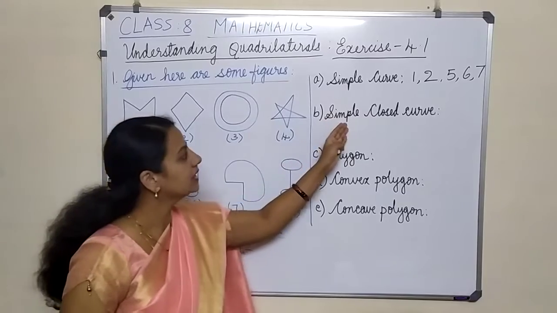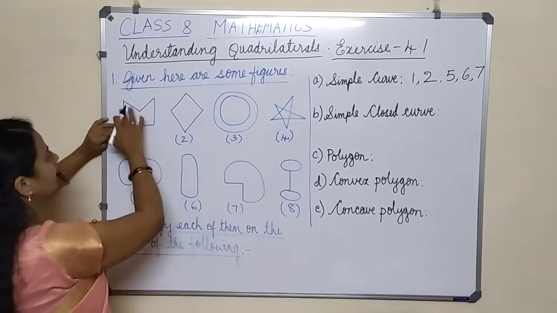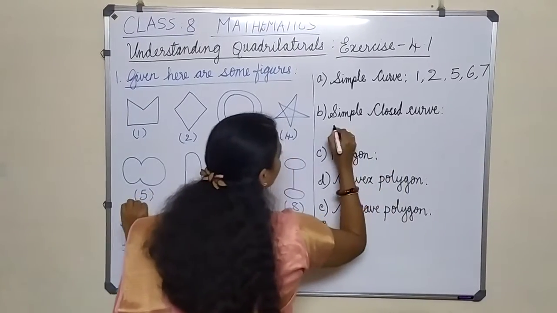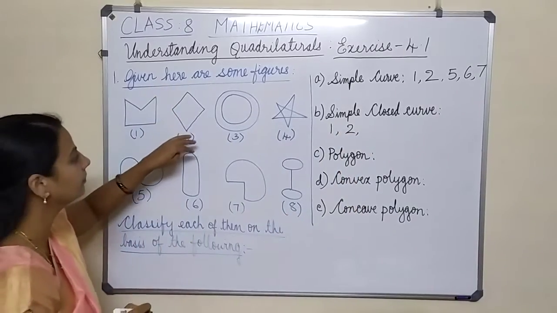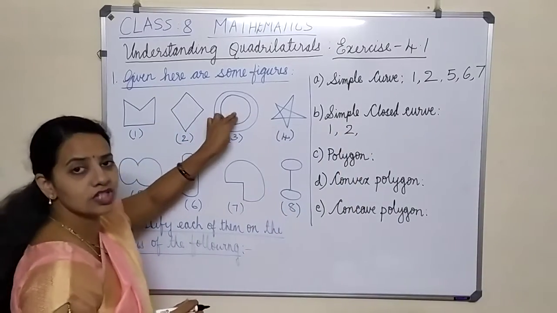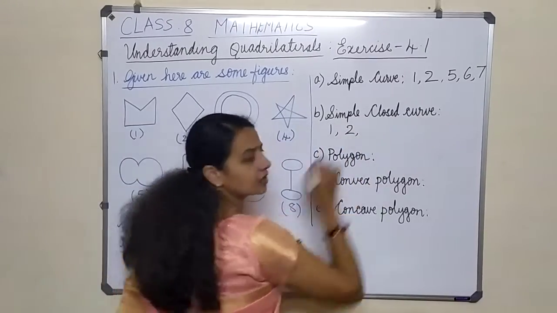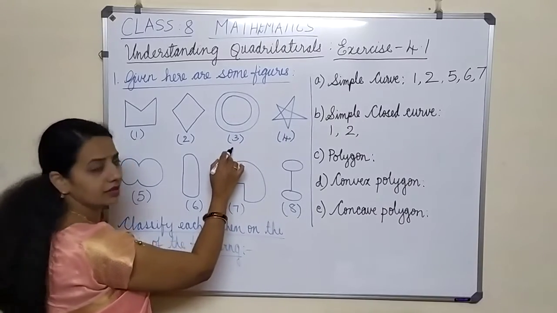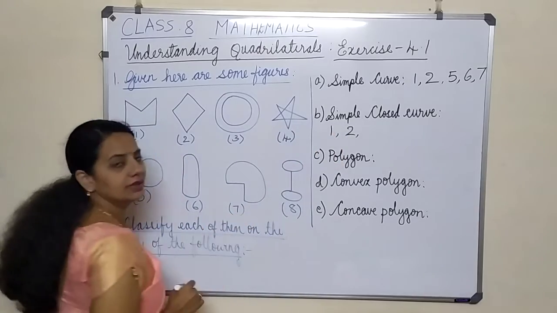Now coming to the simple closed curve. So here it is closed, right? So I'm going to write down here 1, then 2. 2 is also a closed curve, and this is closed but not simple. So this doesn't come under simple closed curve. You're able to understand, children? Observe this carefully. The 3rd one, this is a closed curve but it is not simple.